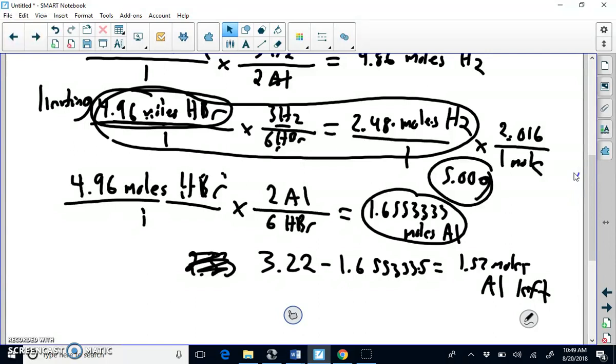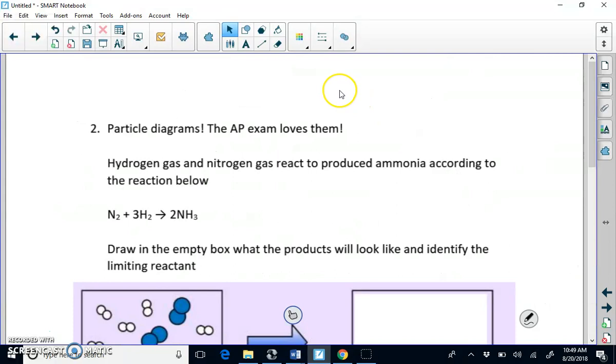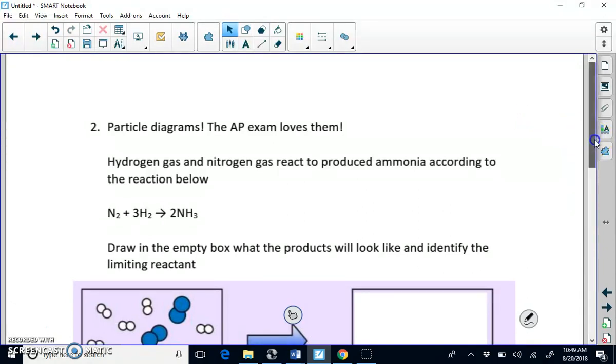All right. So, the AP exam absolutely loves particle diagrams. They love you to draw particle diagrams based on how conditions are going to change. They really, really love particle diagrams. So because the AP exam loves them, I'm going to be throwing them at you a lot.